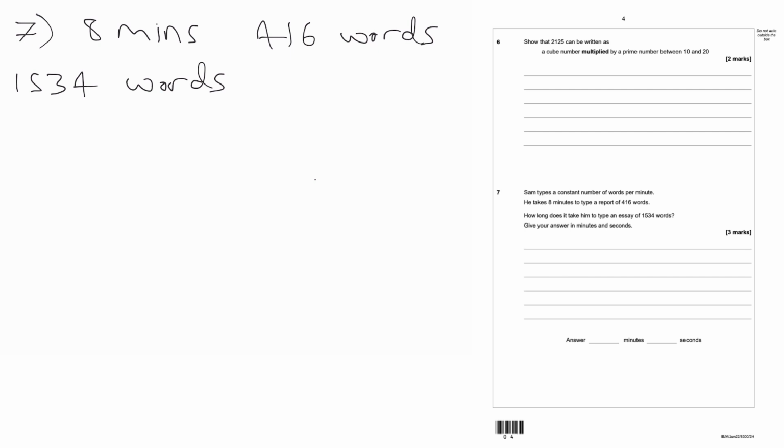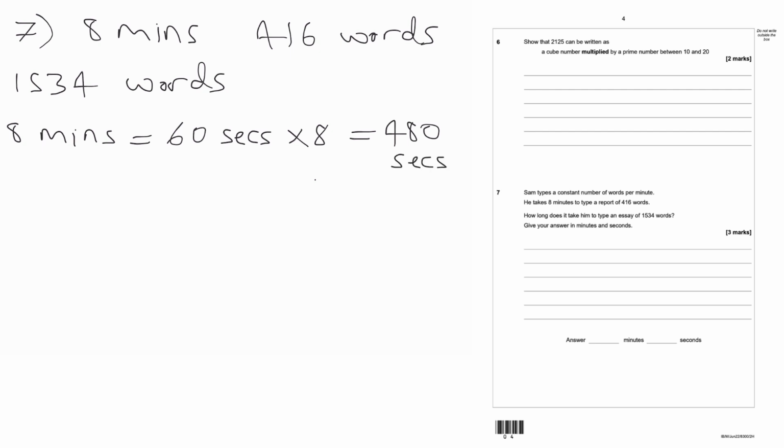So the way we want to do this is I want to know how long it takes him to type just one word. So we can divide the time by the number of words to produce his rate of minutes per word. What I'm going to do first of all is convert this 8 minutes into seconds. We know that there's 60 seconds in a minute, and there are 8 minutes. So we times 60 by 8, and this gives us 480 seconds.